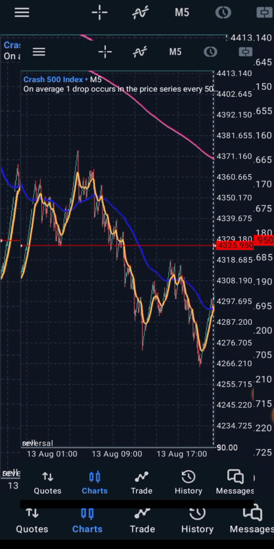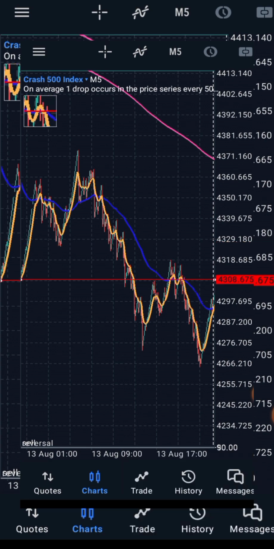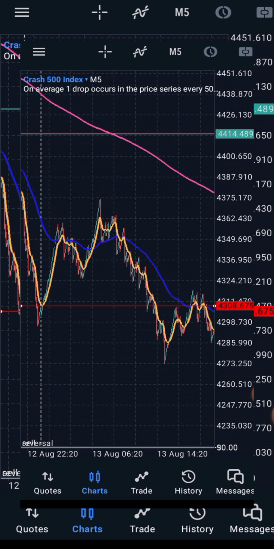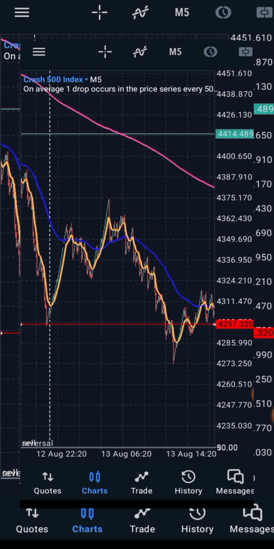If it gets out of this blue indicator, that is the moving average 90, if it goes above that, I don't consider it. So I always consider the one that is inside the indicator 90. That is around this zone. This is where I put it now.